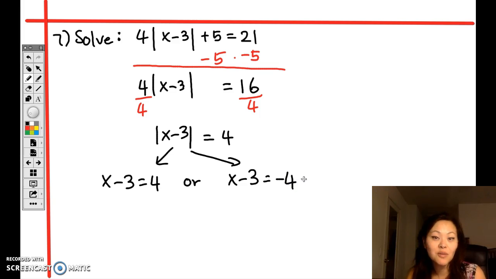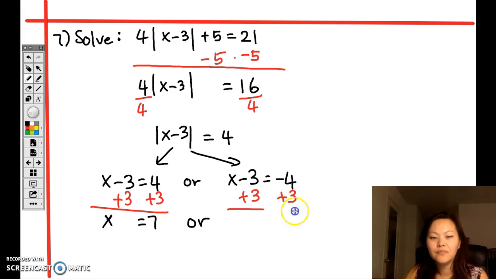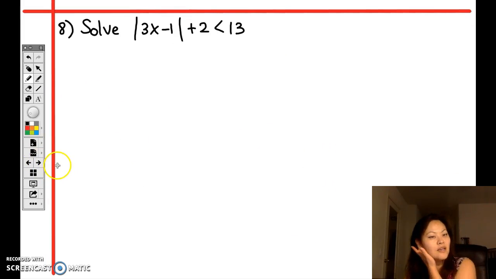These questions are very basic. You should all know how to solve every single one of them. So now we're adding 3 to both sides. So x is equal to 7. Or then you're going to add 3 to both sides. And so now you're going to have x equals negative 1. All right. Number 8.